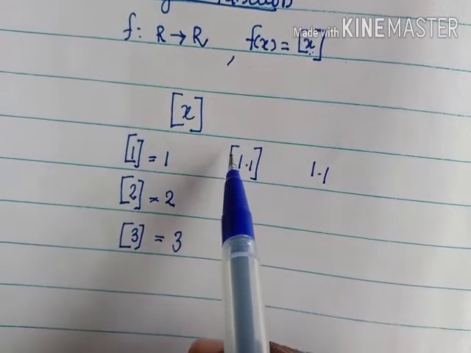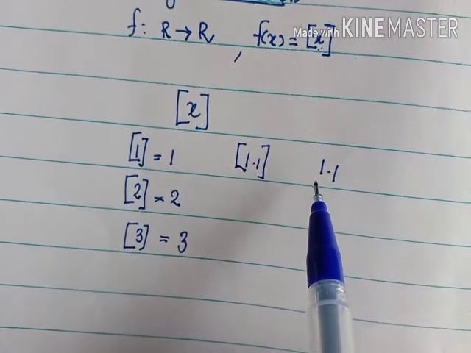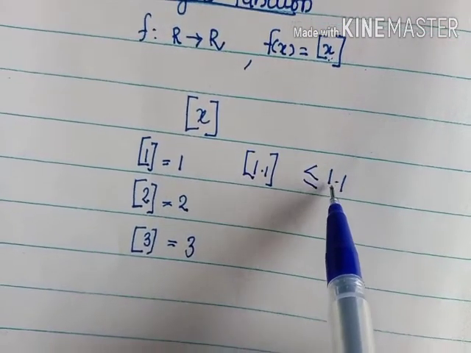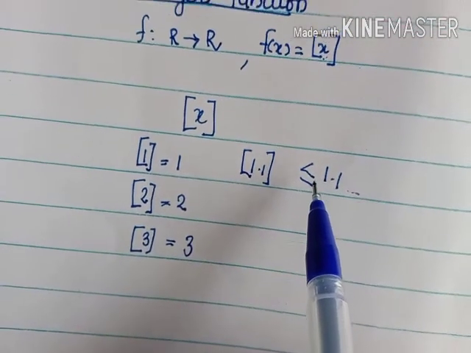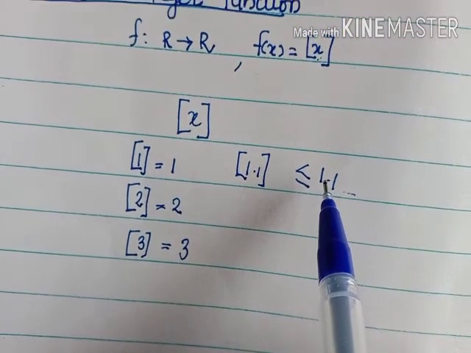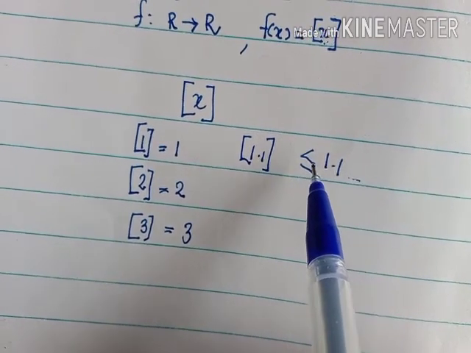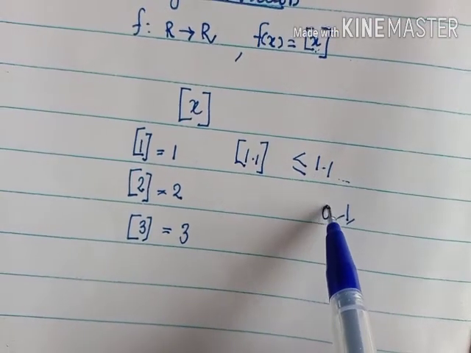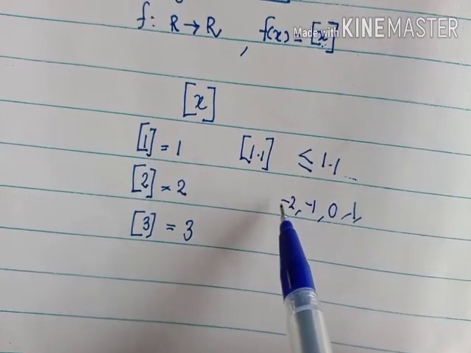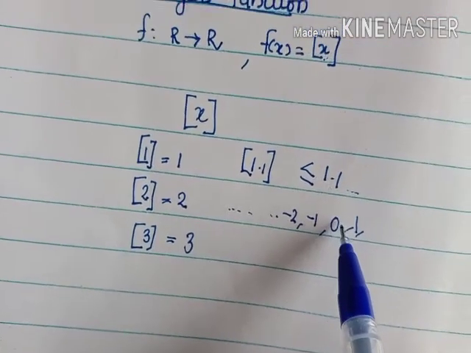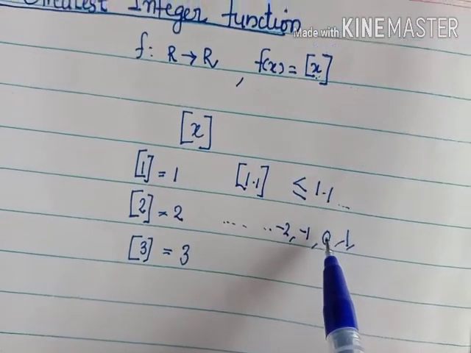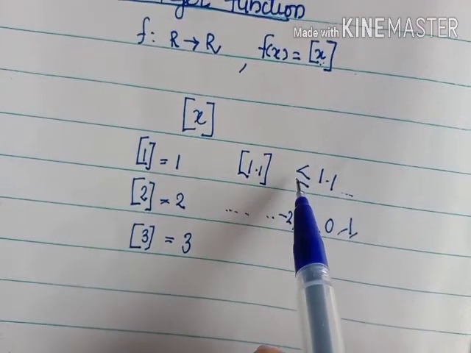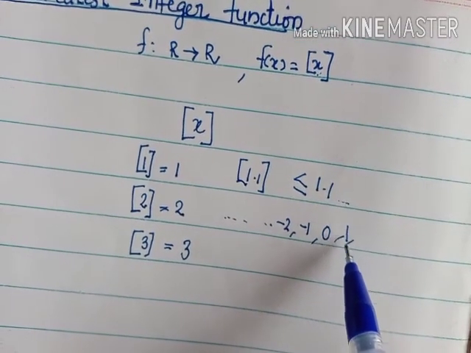So greatest integer of 1.1 means the value of the greatest integer less than or equal to 1.1. So what are the integers less than 1.1? 1, then 0, then -1, -2 and so on. Less than 1 means 0, -1, -2 etc. Less than or equal to 1 means we can consider 1 also.